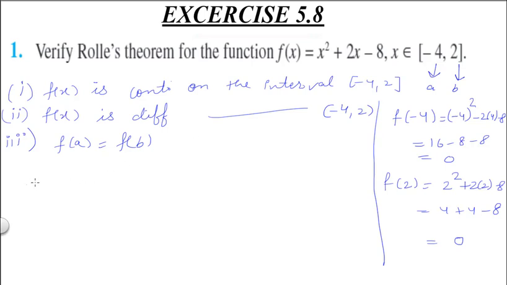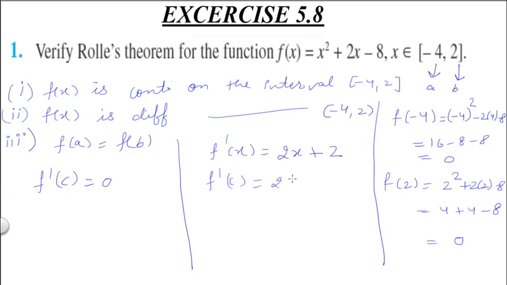Then there exists a real number c. So we have to calculate c, and c is calculated by equating f dash c to 0. First of all, let us calculate f dash x. When we differentiate this function, we get 2x plus 2. f dash c will be 2c plus 2. So we have to write 2c plus 2 equals 0. That gives c as -1.